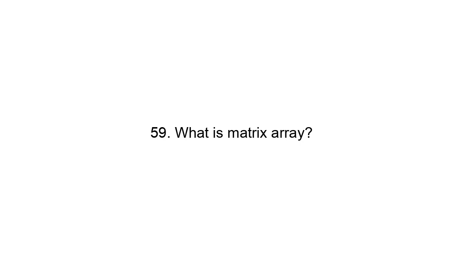59. What is matrix array? 2D array representation. 60. What is spiral traversal? Visiting matrix in spiral order. 61. What is transpose of matrix? Swapping rows and columns. 62. What is diagonal traversal? Visiting diagonal elements. 63. What is search in rotated array? Binary search variation. 64. Time complexity, rotated search. O(log n).